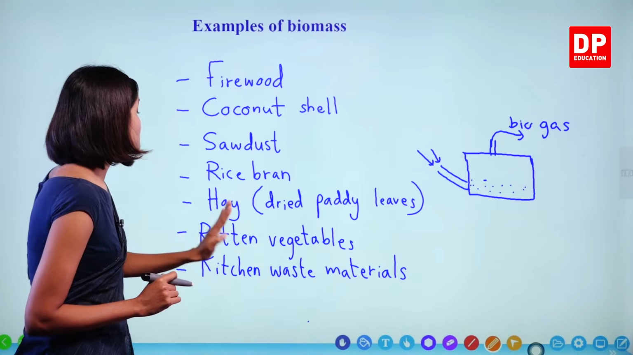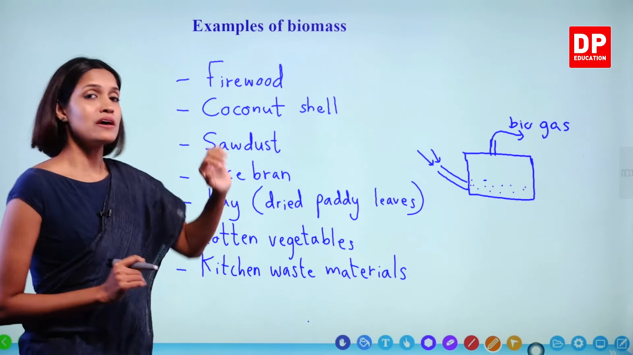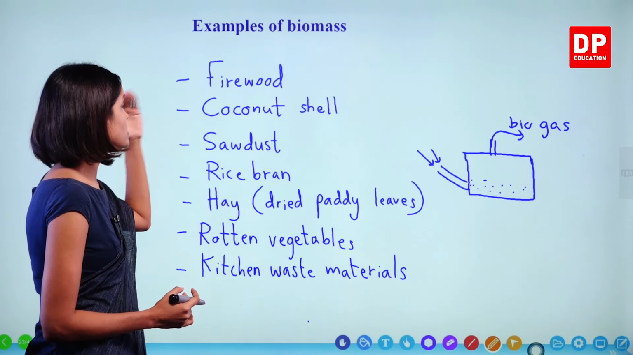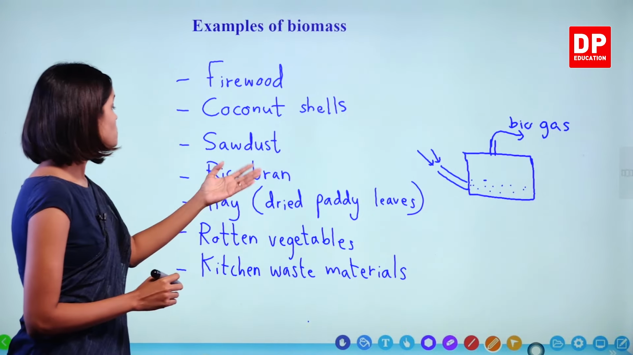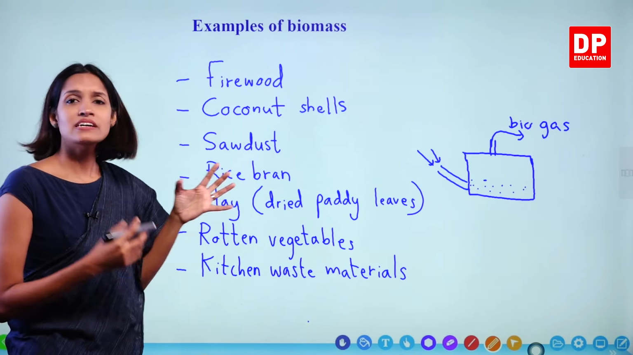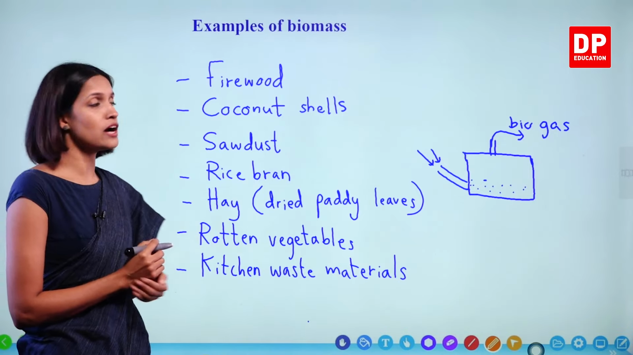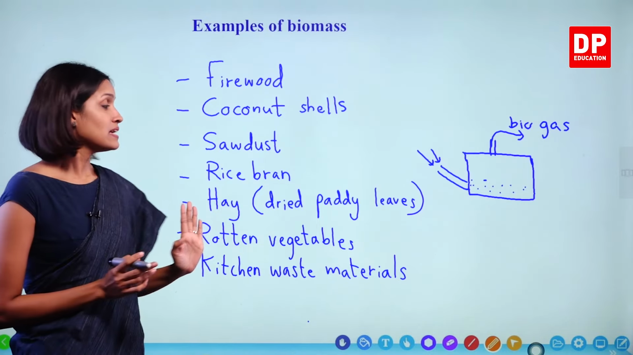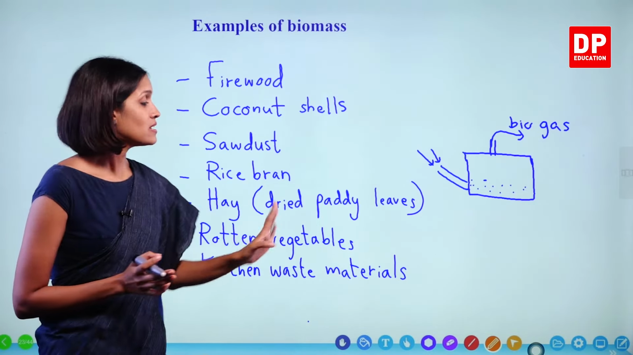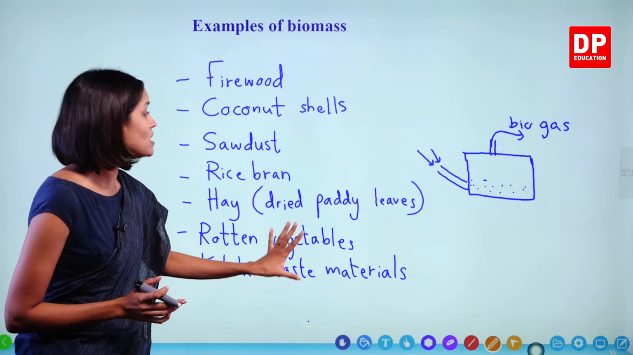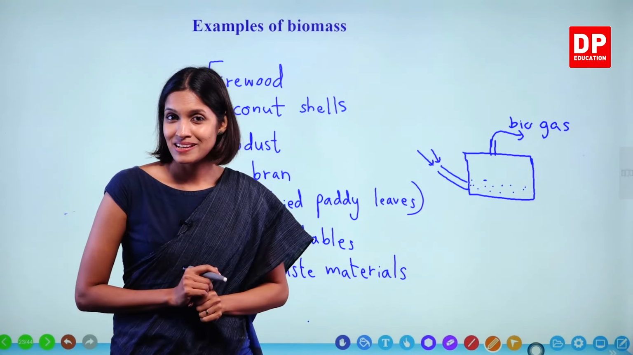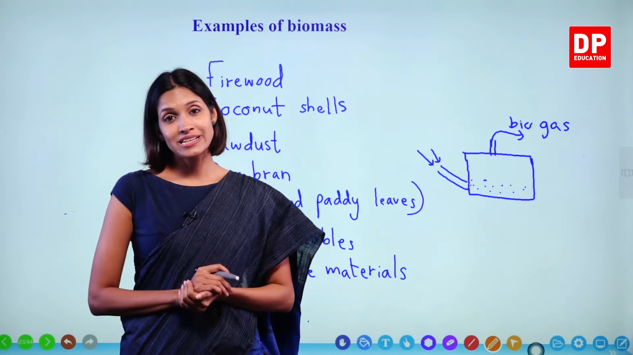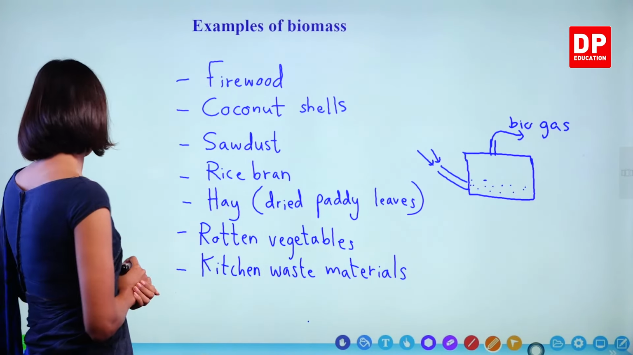So remember, rotten vegetables and kitchen waste also come under biomass, but you cannot directly burn them like the other substances. Firewood, coconut shells, sawdust, rice bran and hay are all present as dried substances. Therefore, you can easily burn them. But rotten vegetables and kitchen waste materials are not present as dried materials. At the same time, you can collect these substances and produce biogas. Understand? So biogas is also a very good fuel that you can use to cook food. Understand, children? Right.